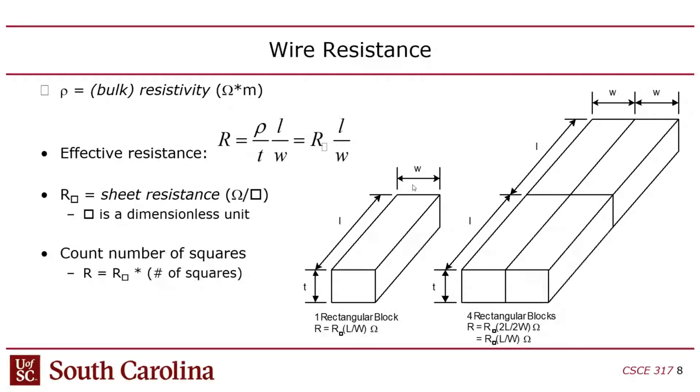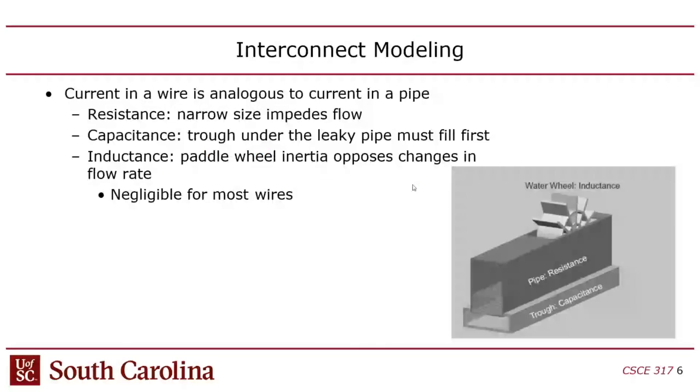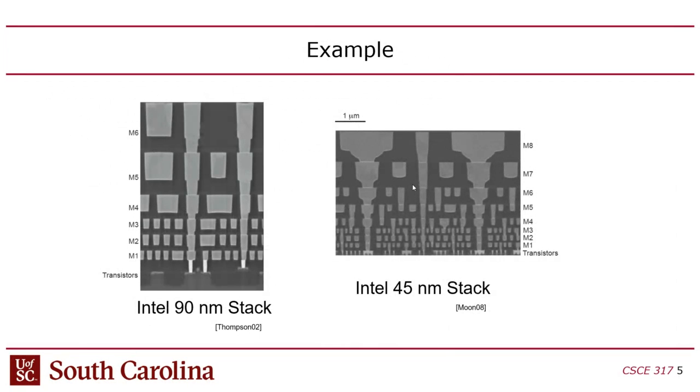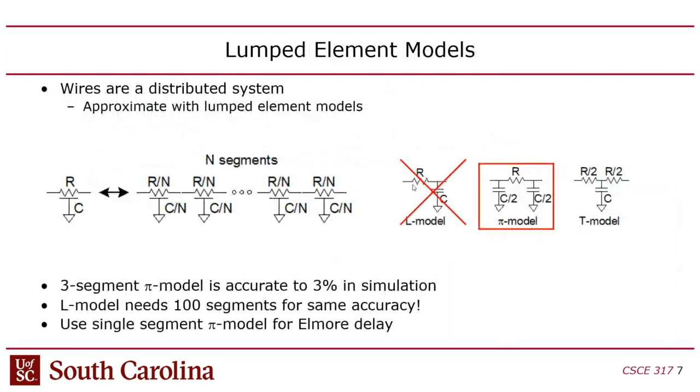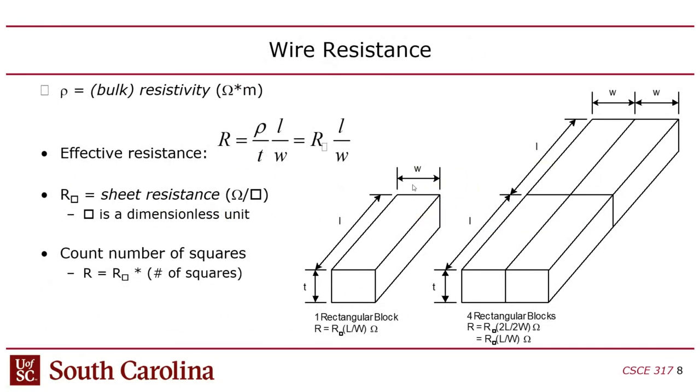And if you make it thicker, you get less resistance, which is why the damn things are so thick. They're ridiculously thick. They make them as thick as they possibly can when they make these chips, because that directly divides the resistance and directly translates into speed. So of course you want them as thick as you can. The thicker, the better. So the total resistance of a wire then is going to be rho, which is your material resistivity, divided by the thickness, of course also divided by the width, but multiplied by the length.